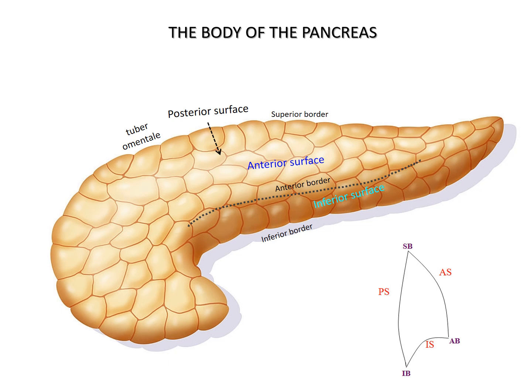We have one more detail. Where the neck continues with the body, on the superior surface we have the tuber omentale, a ventral prominence elevated by the abdominal aorta.